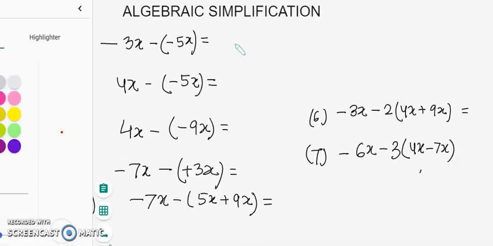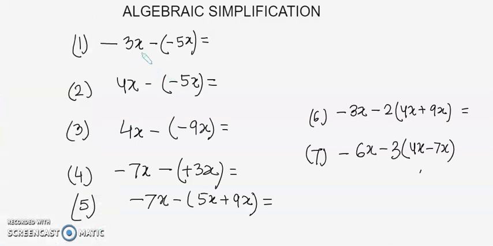These are algebraic simplification. You can see here minus 3x minus minus 5x. So minus 3x minus minus is plus 5x. And you know how to add them. Give the sign of the greater number and subtract. So 5x minus 3x is 2x. In a similar way, 4x minus minus 5x is 4x plus 5x, which finally gives you 9x.